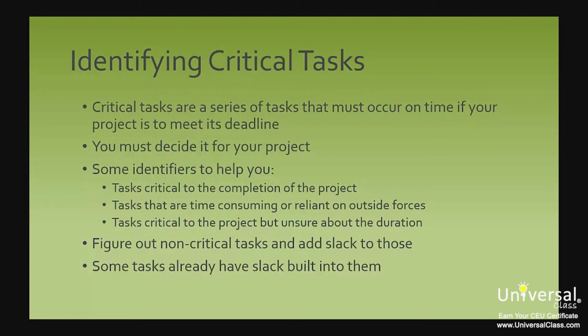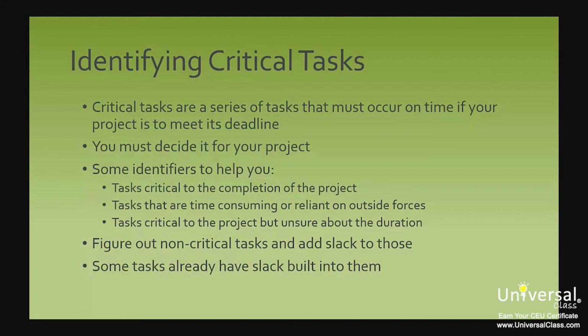Here are some identifiers that help you locate critical tasks. Tasks that are critical to the completion of the project. Tasks that are time-consuming and are maybe reliant on outside forces or perfect conditions. An example is having electricity installed in a new building. All types of problems can arise. You need electricity and you need to have the new building ready for occupancy by the deadline, but there's a chance it could take longer. Although you do not have time within the project for it to take longer, it very possibly could.